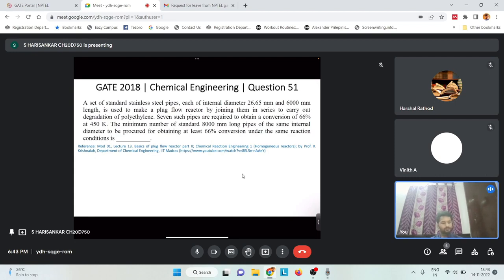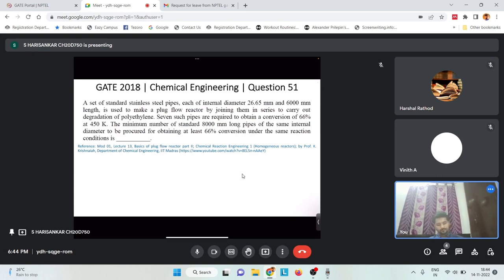So this is a question from ideal reactors, and the NPTEL reference can be found in module 1, lecture 13, basics of plug flow reactor part 2, chemical reaction engineering 1, homogeneous reactors by Professor K. Krishnaiah, Department of Chemical Engineering, IIT Madras.